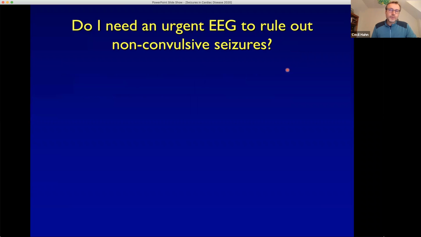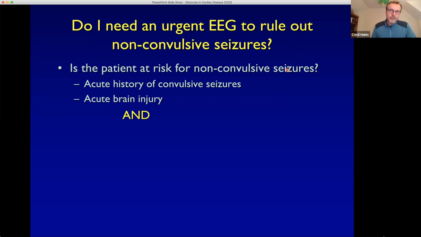So how do you decide if you need an EEG? This is what we teach our residents. Is the patient at risk? I'm going to show you some of the risk factors in a minute. Is the patient at risk for seizures? Does the patient have a history of convulsive seizures? That's a risk factor. And does the patient have some risk for acute brain injury?